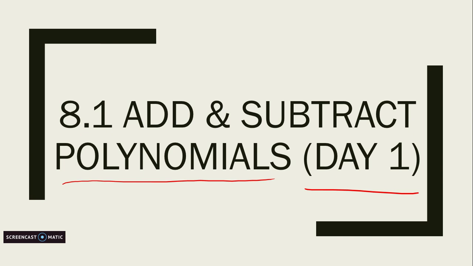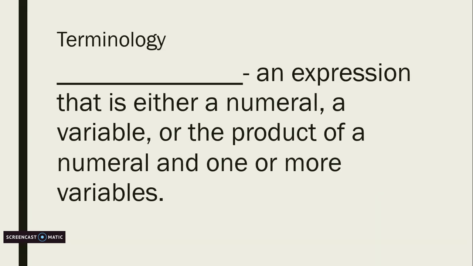And a reminder that we're going to have a quiz over this vocabulary on Friday, as well as adding and subtracting polynomials on Friday. So to start off with the terminology here, blank, an expression that is either a numeral, a variable, or the product of a numeral and one or more variables. That is going to be a monomial.